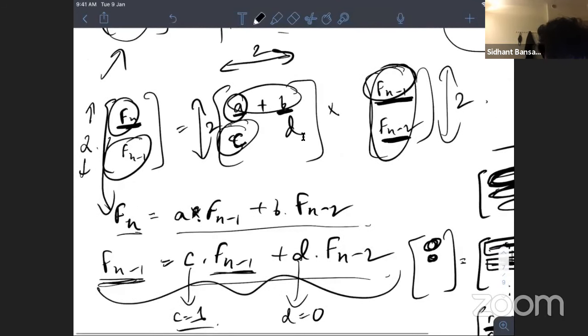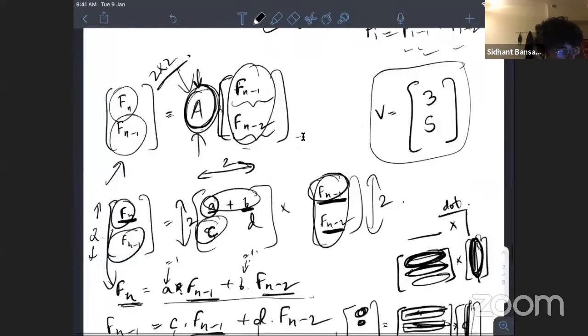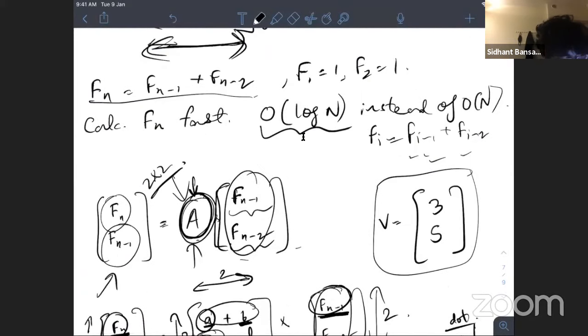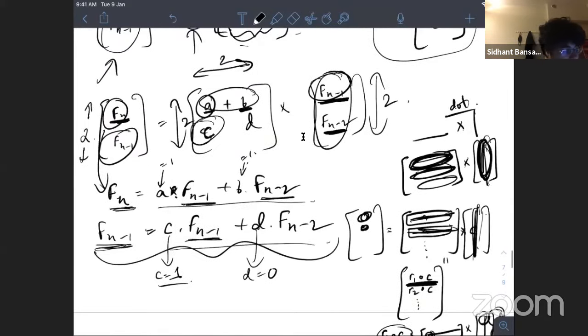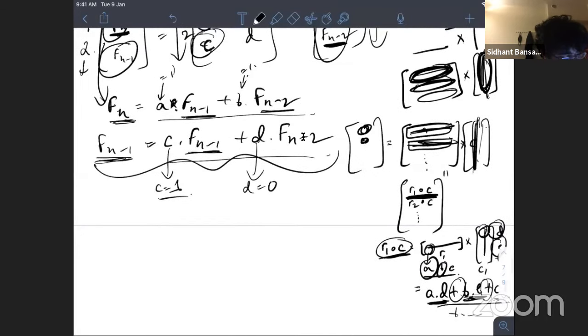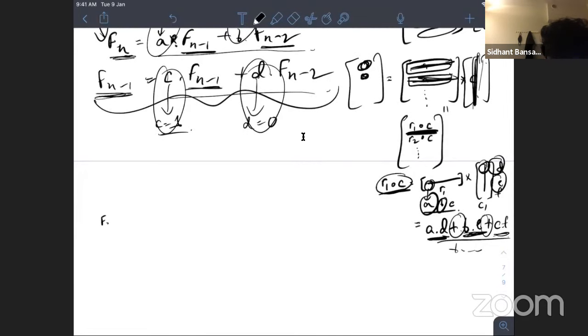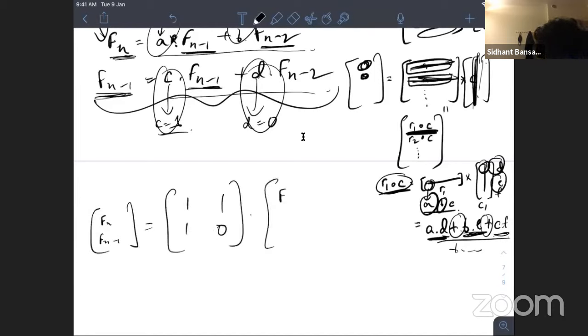And what about this thing? Here, you want to create Fn using Fn minus 1 and Fn minus 2. How will you create it? You'll say A should be 1, B should be 1. Why? Because that's how you define Fn: the sum of the previous two. So you've got A 1, B 1, C 1, D 0. So this vector Fn, Fn minus 1 is equal to the matrix 1, 1, 1, 0 times Fn minus 1, Fn minus 2.